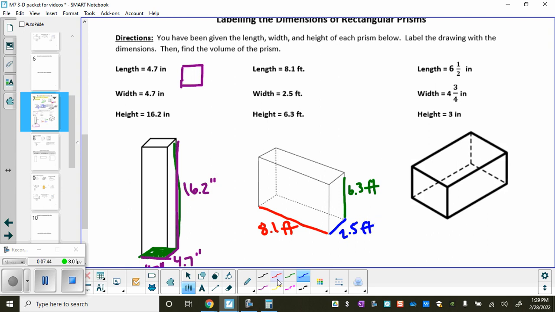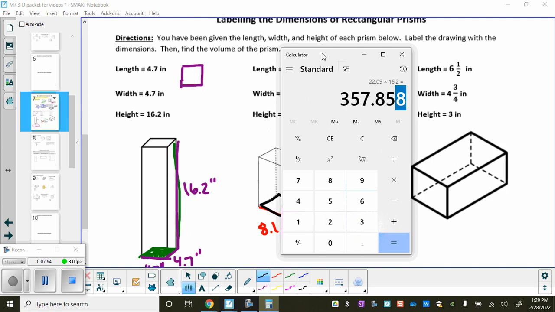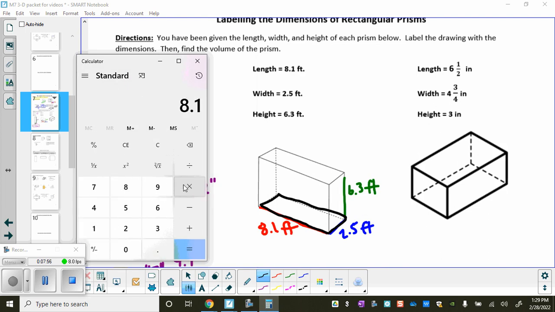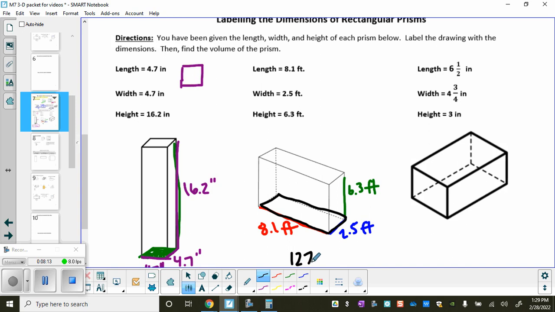Now to find volume, we're first going to do the 8.1 times the 2.5 because that'll be the area of this bottom rectangle, so length times width. Now let's multiply by the height, so times 6.3. All right, we get 127.58, and we'll label cubic feet.